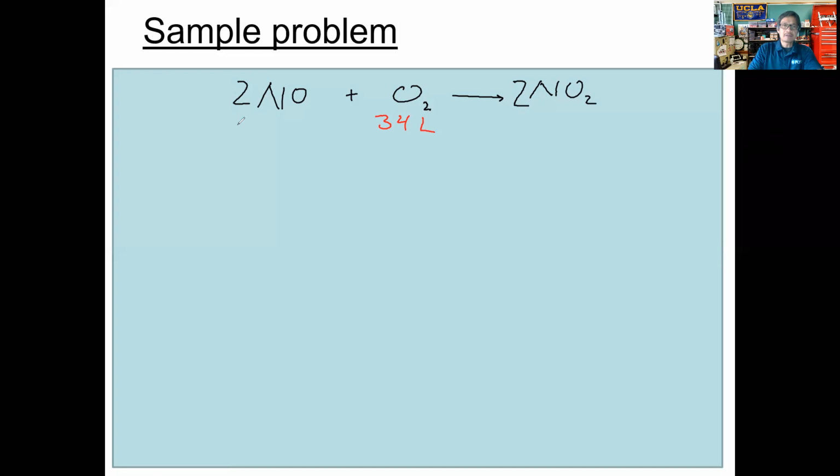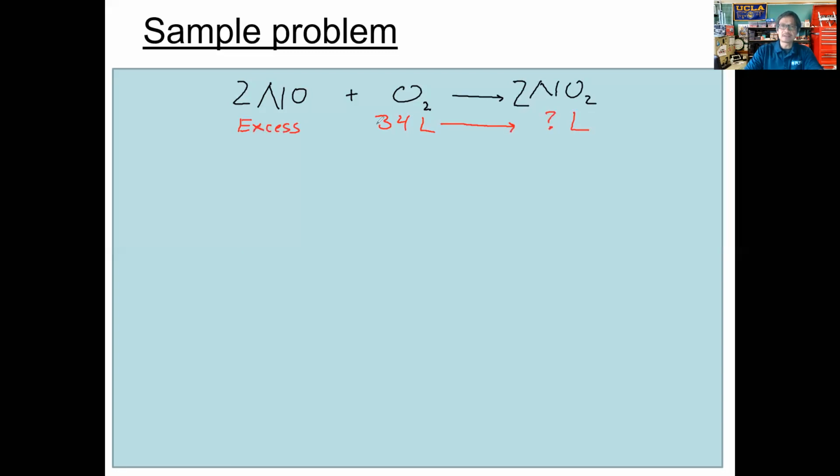Okay, I'm going to write this in now because it will be very relevant to our discussion in just a moment when we talk about excess and limiting reagent. So this is an excess, which means that they don't give us an actual amount. Excess means that you have more than enough of this one, and this is what's given to you. So we have nitrogen monoxide in excess. We only have 34 liters of oxygen, and they're asking us how many liters of nitrogen dioxide are going to be produced.